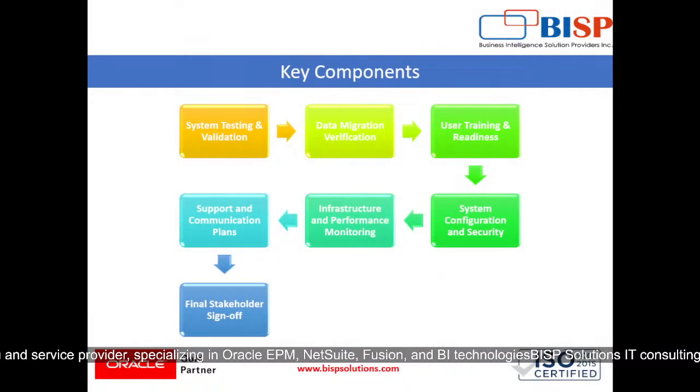Then comes our key components. So first is system testing and validation, where we will be confirming that all testing phases like unit, integration and user acceptance tests have been successfully completed and signed off by the end user or stakeholder. Then we will be validating that the system is functioning as intended with all the features and processes tested. Lastly, we will ensure data integrity through final data validation checks.